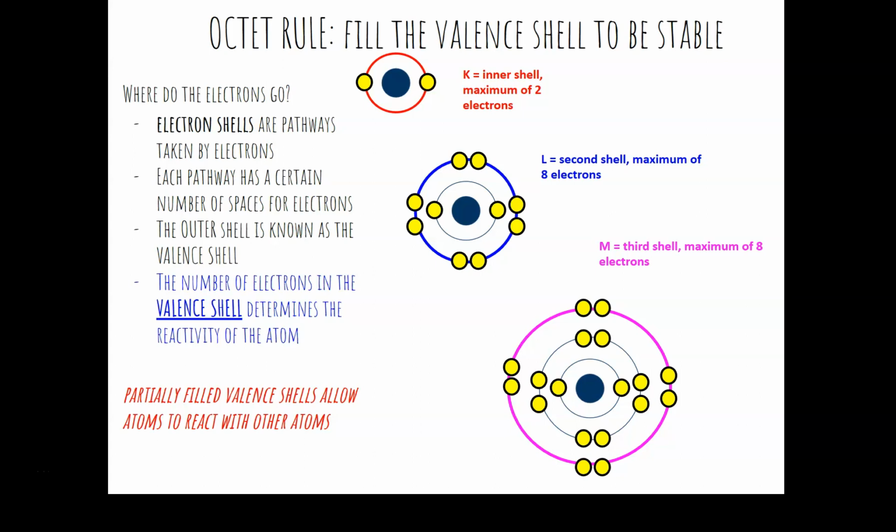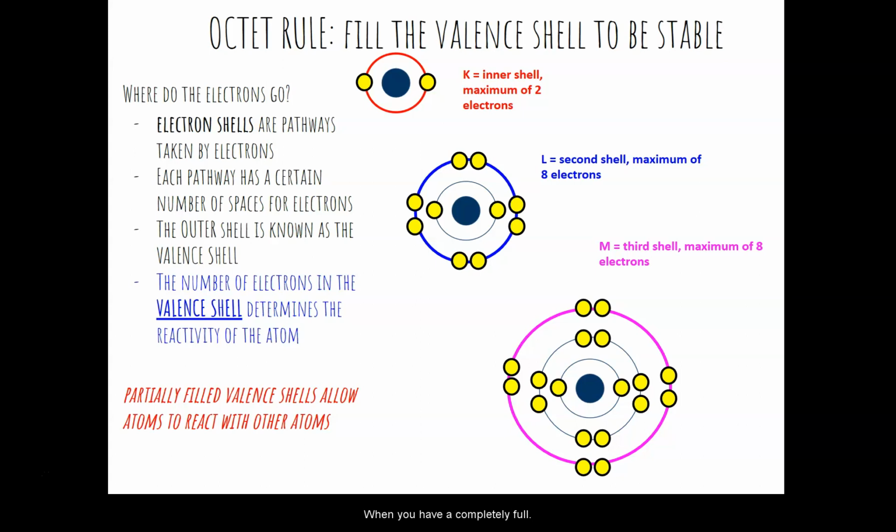The octet rule says that the outer shell, in most of the atoms that we deal with, has 8. If it has either 8 or 0, your atom is no longer reactive. So the number of electrons in the valence shell, which is the outermost shell, determines how reactive your atom is. If you have 10 or fewer electrons, your outer shell or valence shell will be the L shell. Whereas if you have 12 or 13 or more electrons, you'll probably have 3 shells, in which case the M shell is the valence shell.